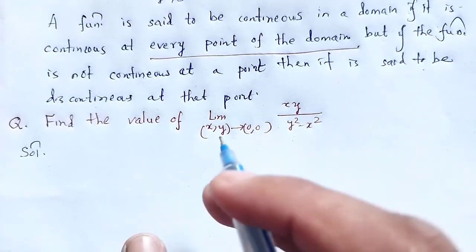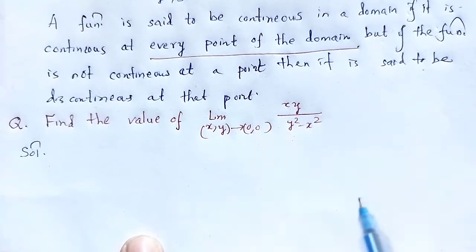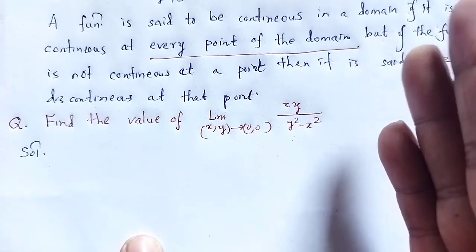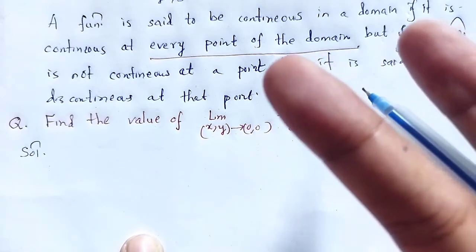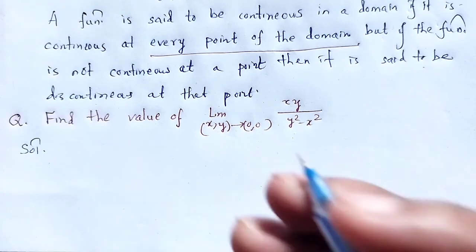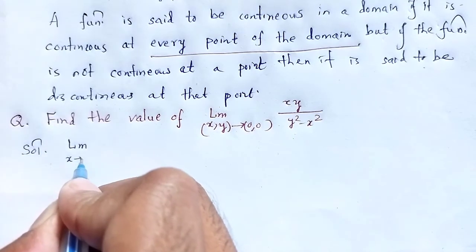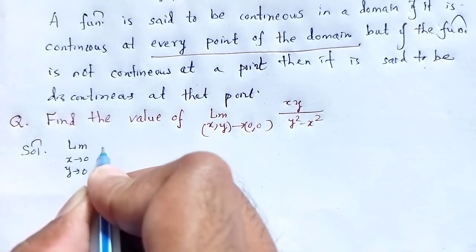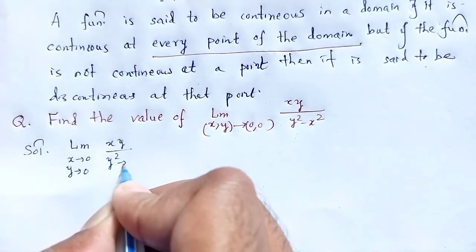We evaluate the limit at x tends to 0 and also y tends to 0, and also along the line y is equal to mx plus c. If these three results are the same, then we say the limit exists. If not, then the limit does not exist, so we cannot evaluate the limit of that given function.